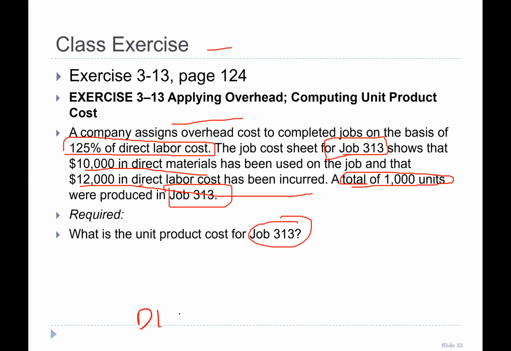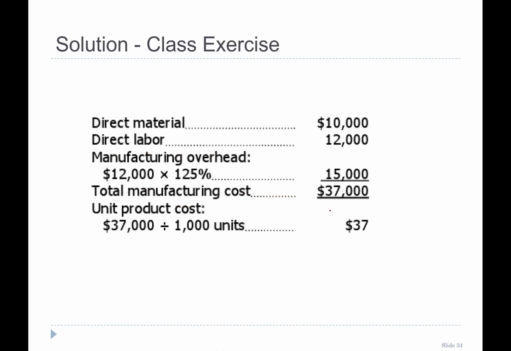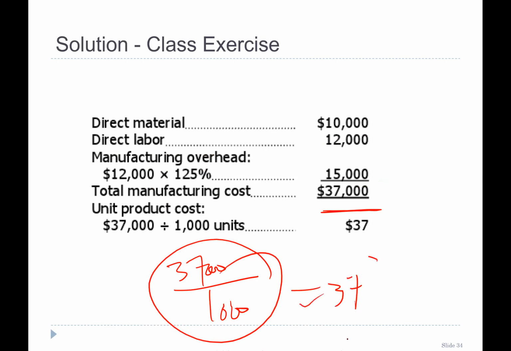So add direct labor, direct material, manufacturing overhead. So direct labor already given 12,000. Direct material 10,000. And manufacturing overhead already given that it is 125% of 12,000. Answer would be, let's see the solution here. Answer would be 37,000. Since 1,000 units are produced, we divide 37,000 by 1,000, answer would be 37. Right?